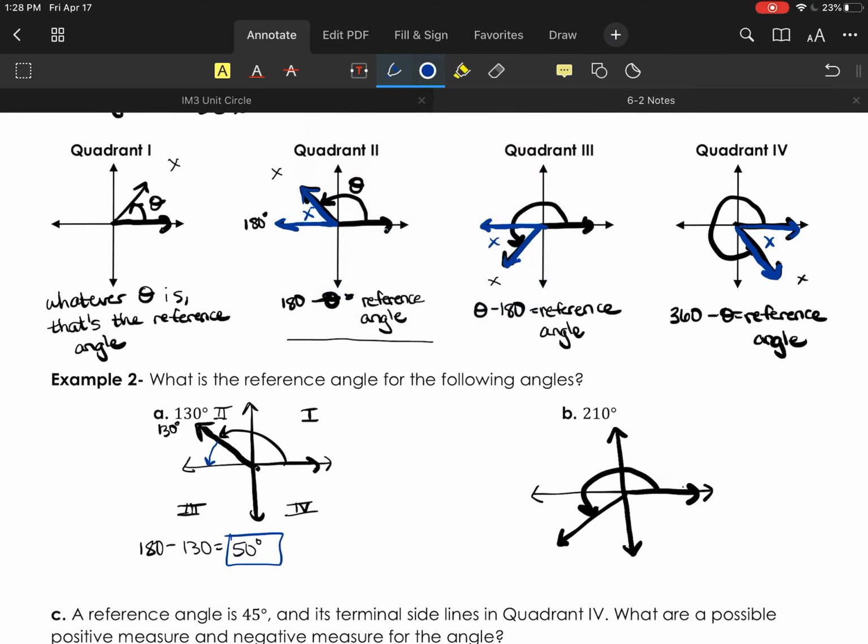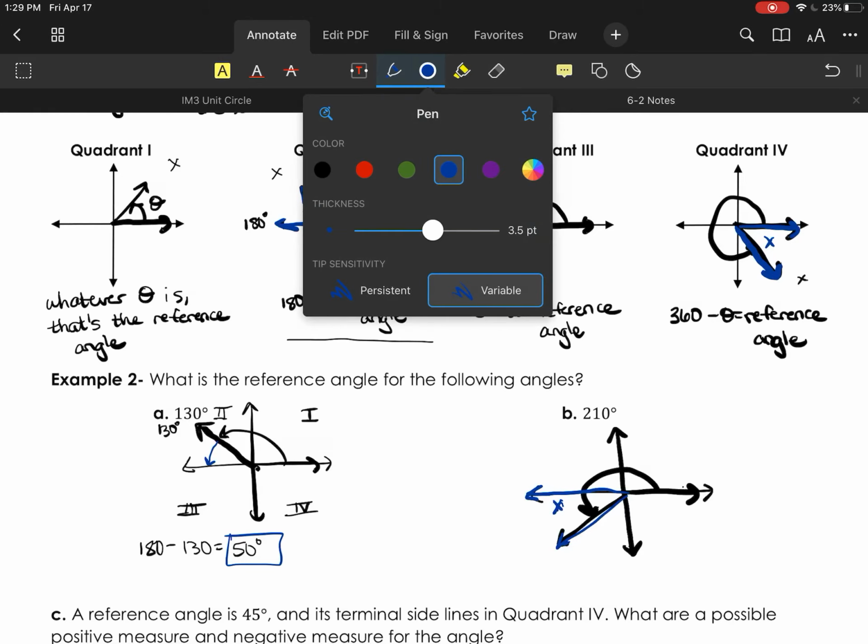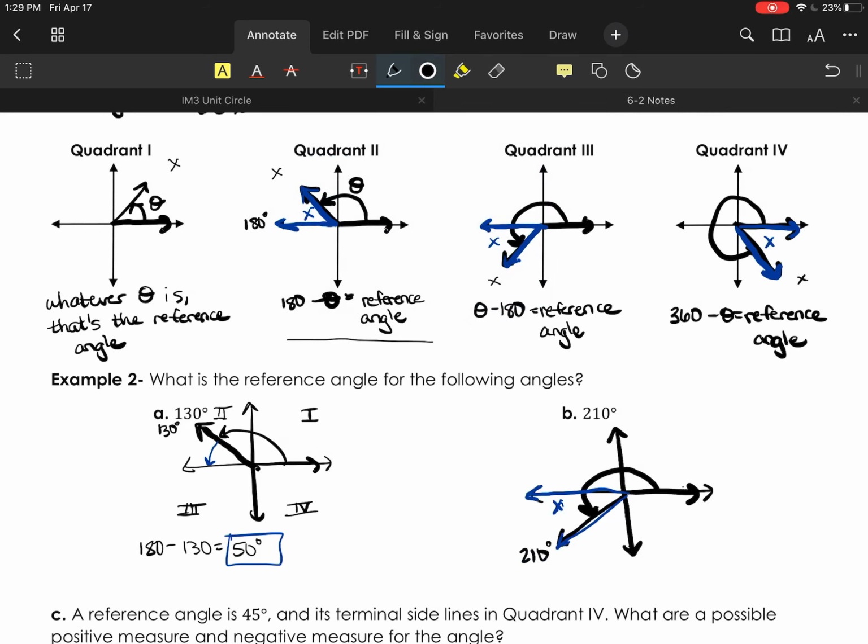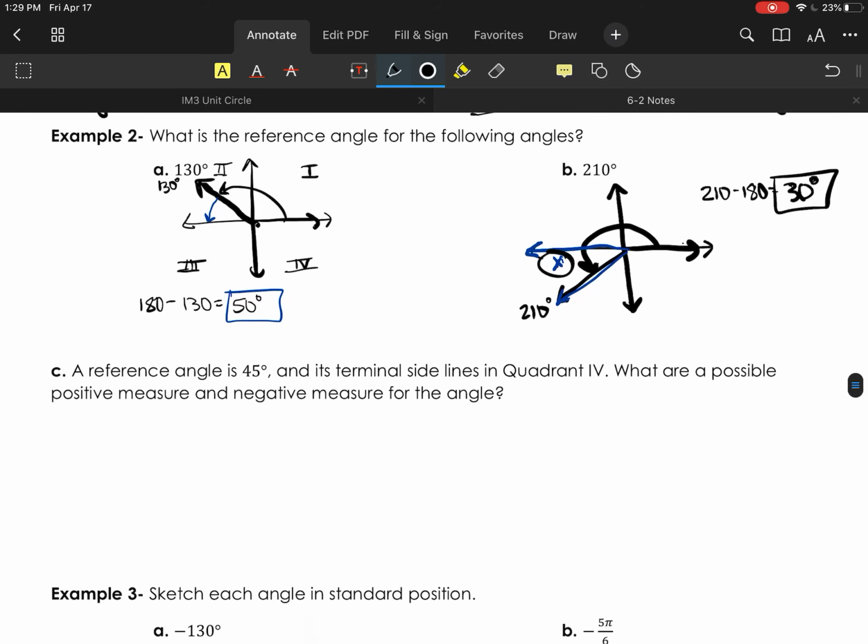So again, to find my reference angle in quadrant 3, I am looking between that terminal side and the x-axis. So I'm trying to find this angle, right there. So if I know this is 210, I look at my instructions for finding in quadrant 3, I know it's theta minus 180. That's what's written right here. So theta, which would be 210, minus 180, gives me 30. So that blue angle right here, that would be 30 degrees. That's my reference angle. That's all you gotta do for that. Just follow those instructions at the top and it should be good.